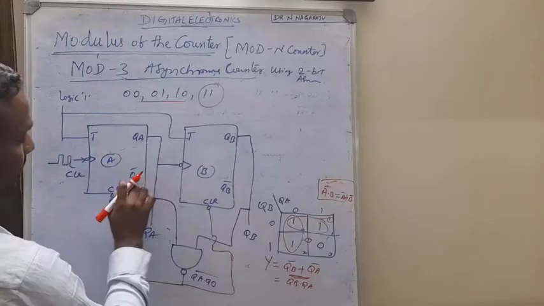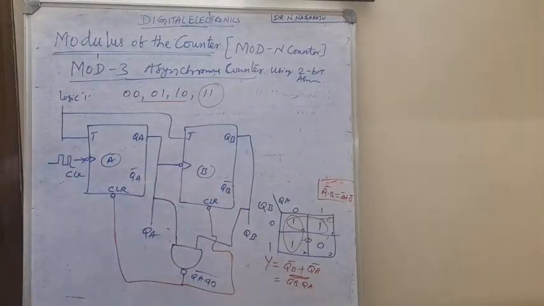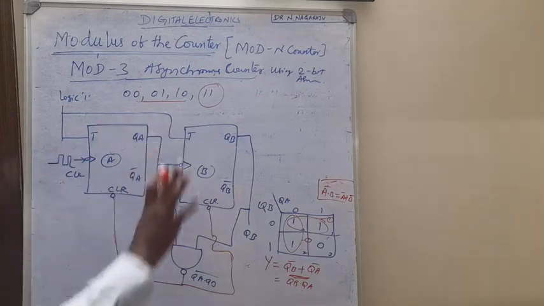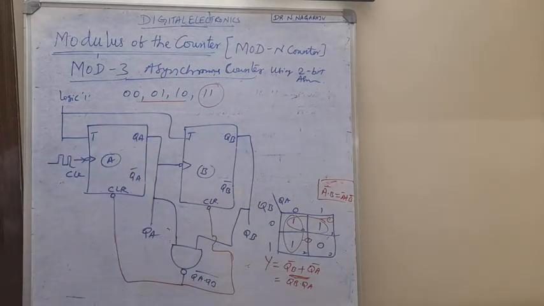Either you can connect QB bar and QA bar with an OR gate and connect to the reset logic. This is the reset logic. So this is the final circuit for the mod 3 asynchronous counter.